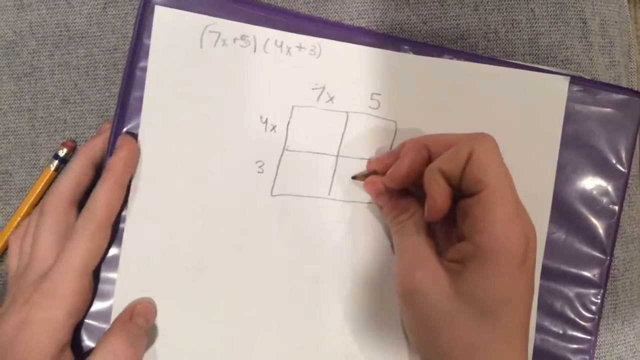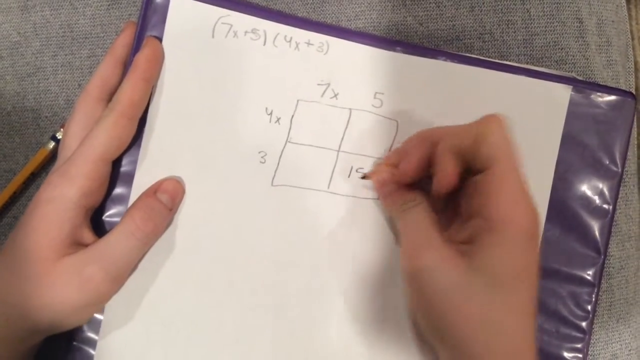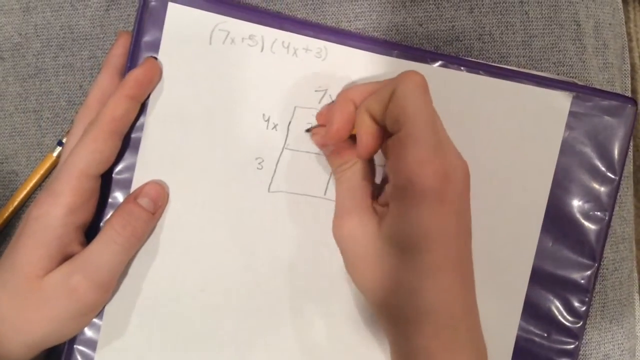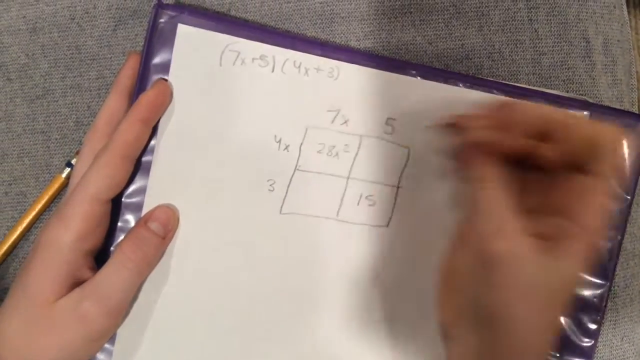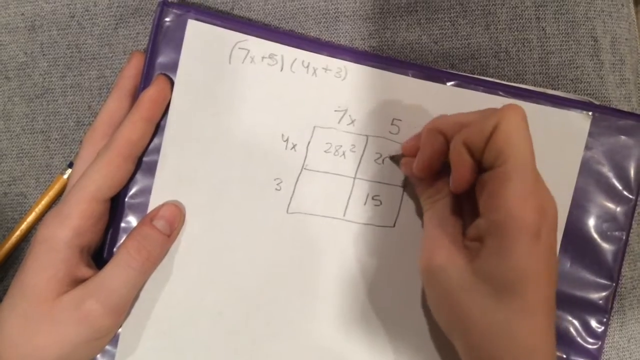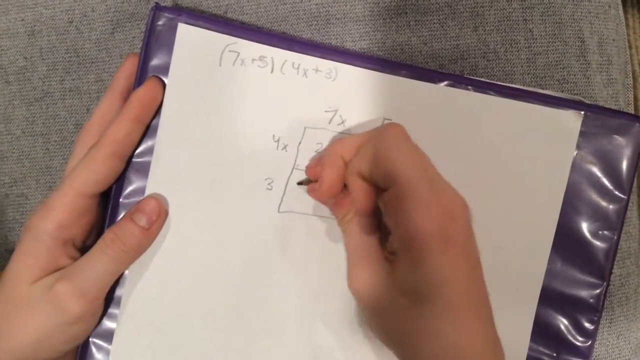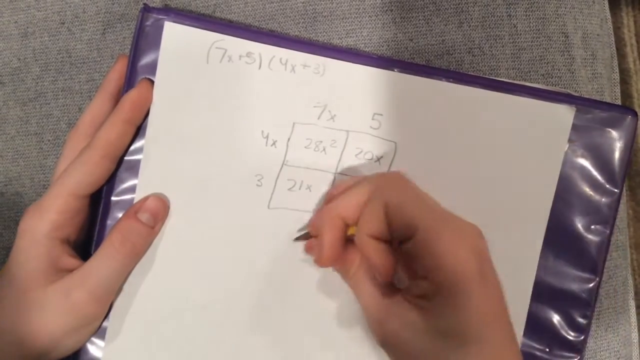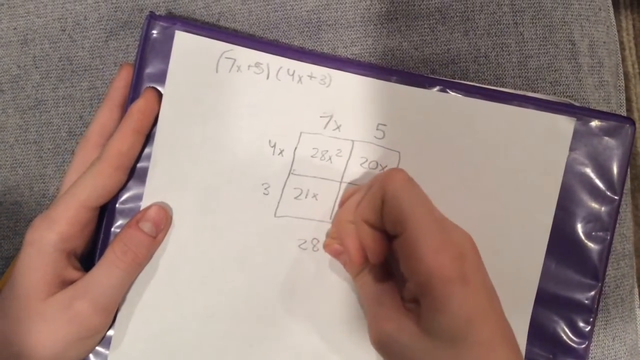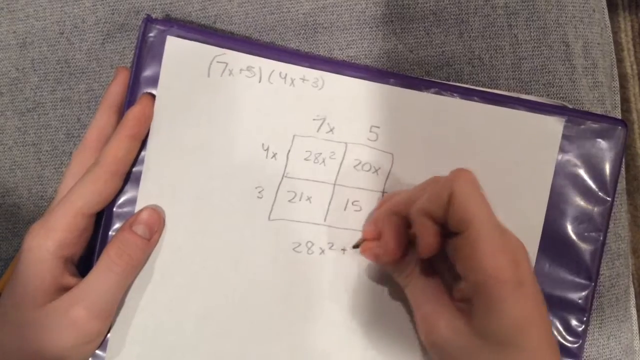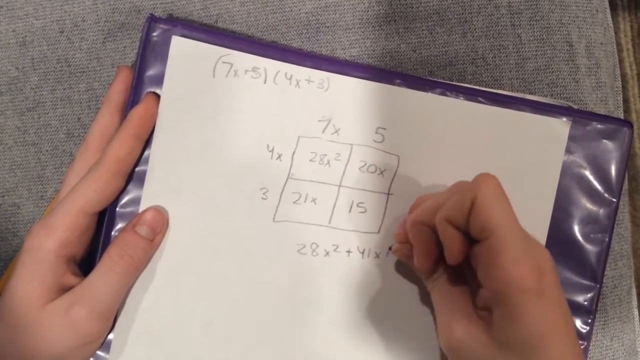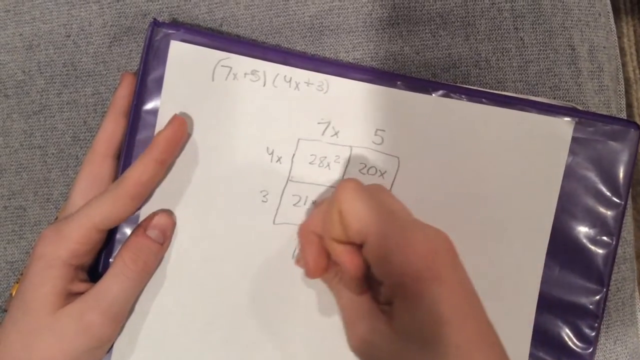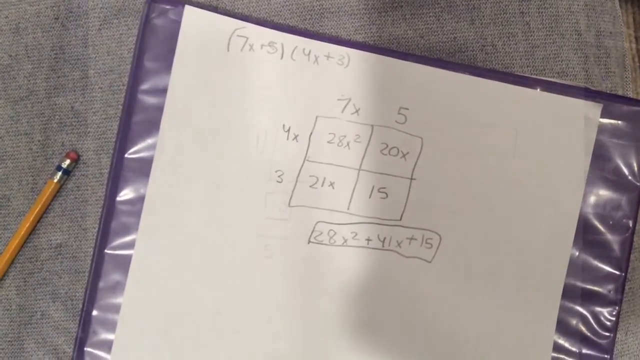So this and this, 5 and 3, would be 15. 7x times 4x is 28x squared. 20x, 21x, and then you add all of this together. So you would get 28x squared plus 41x plus 15. And that would be the answer to this.